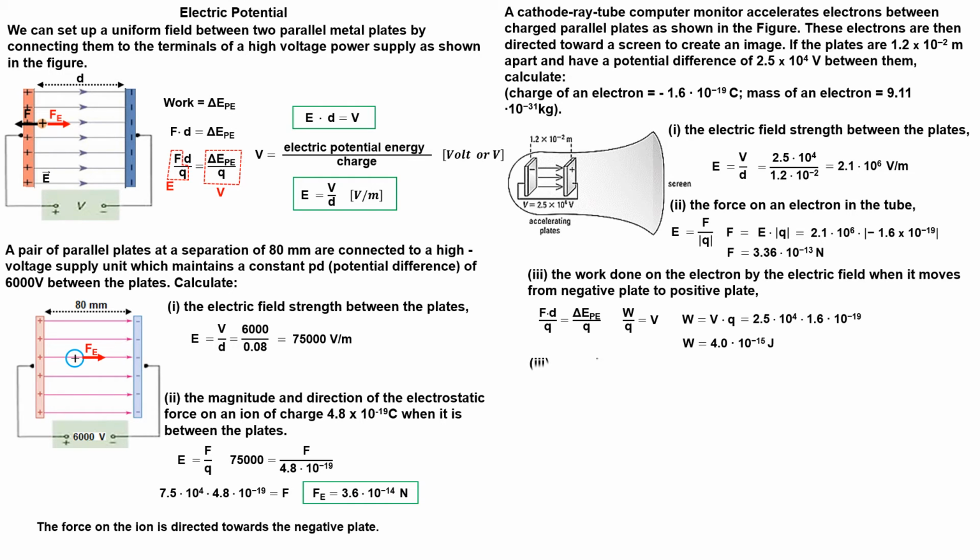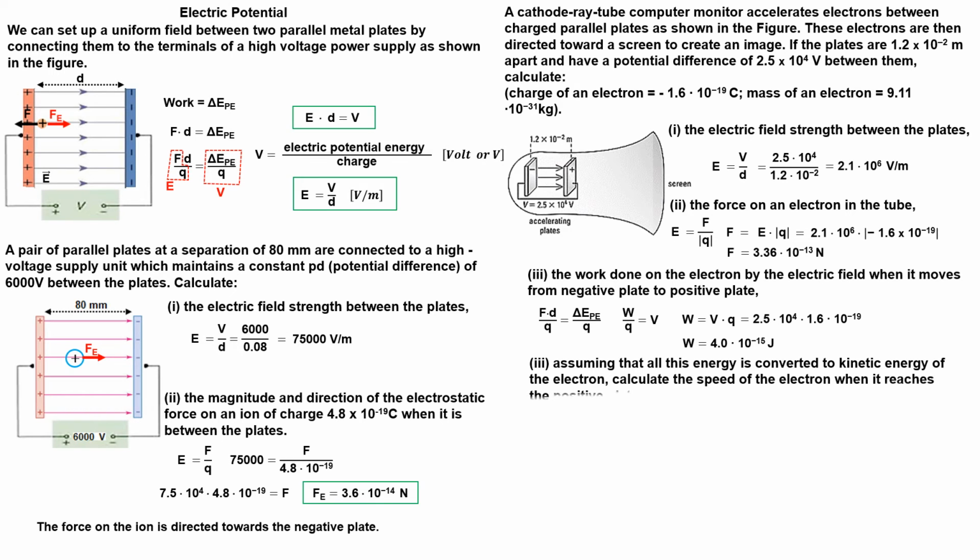Assuming that all this energy is converted to kinetic energy of the electron, calculate the speed of the electron when it reaches the positive plate. To calculate the speed of the electron when it reaches the positive plate, we use the work energy theorem. The initial kinetic energy is 0.